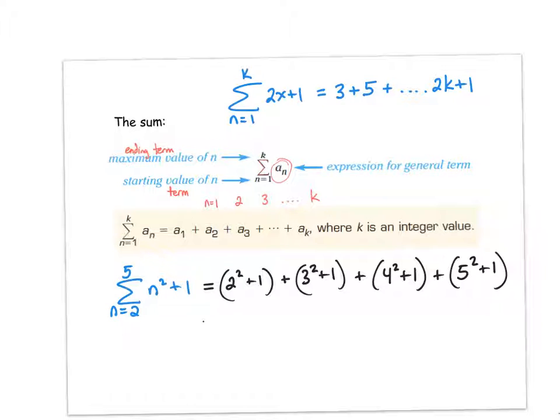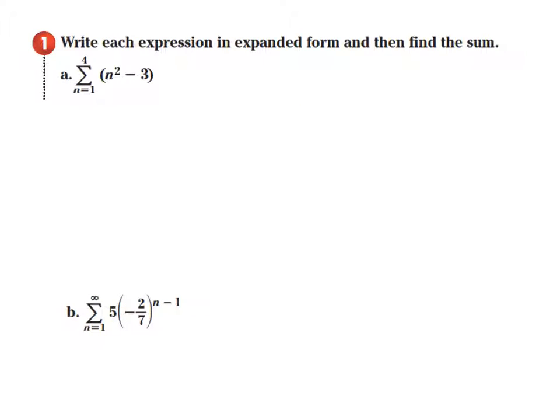Okay? So what does that give me? 5 plus 10 plus 17 plus 26, and whatever that is. 58. Thank you. Okay? Does that make sense? Are there any questions? All right, let's try more.